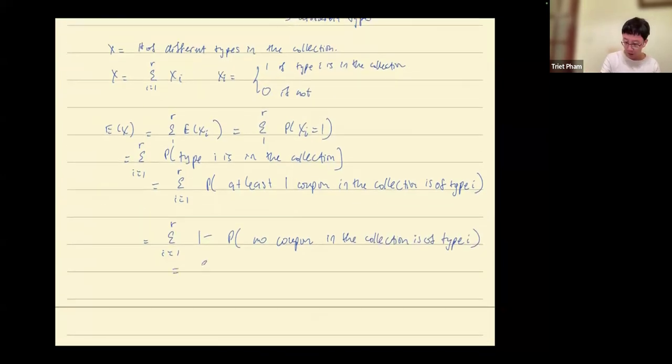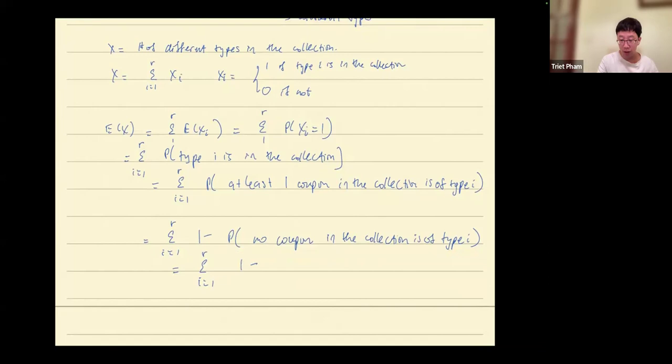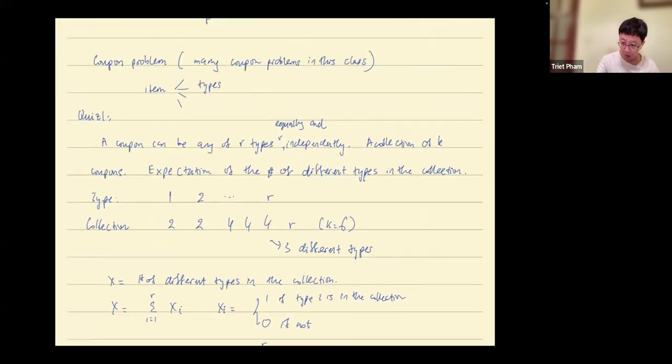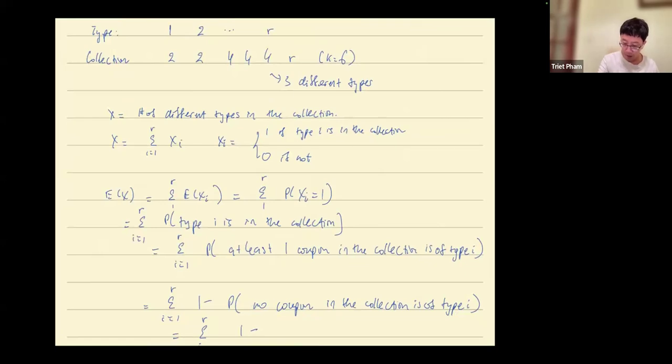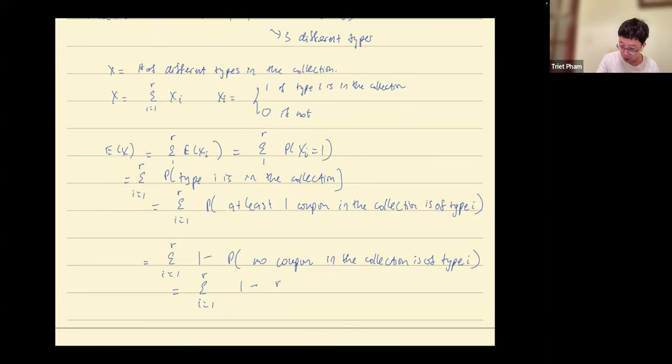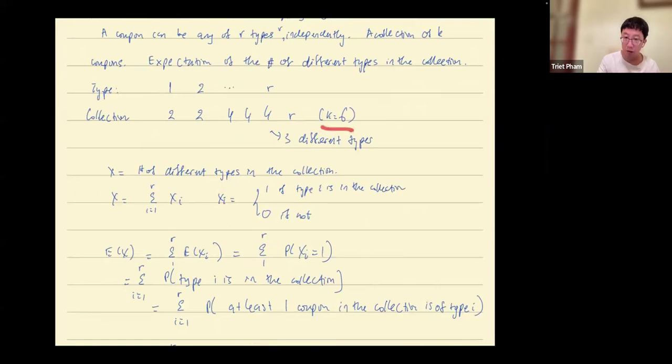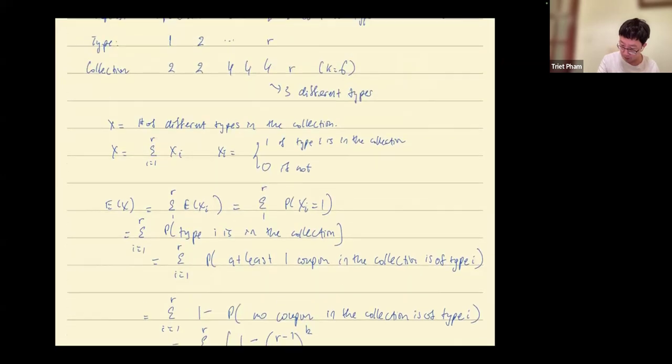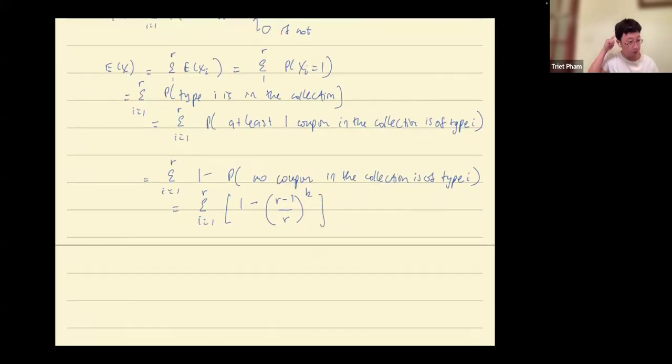And so now this can be done by independence, right? So no coupon is of type I. That means all coupons must be of the other type. So basically, all coupons must be of type other than I, which happens with probability (R minus 1)/R raised to the k power, because there are k coupons in the collection. Okay, and this is a sum like this. All right, so that's the solution in the abstract.